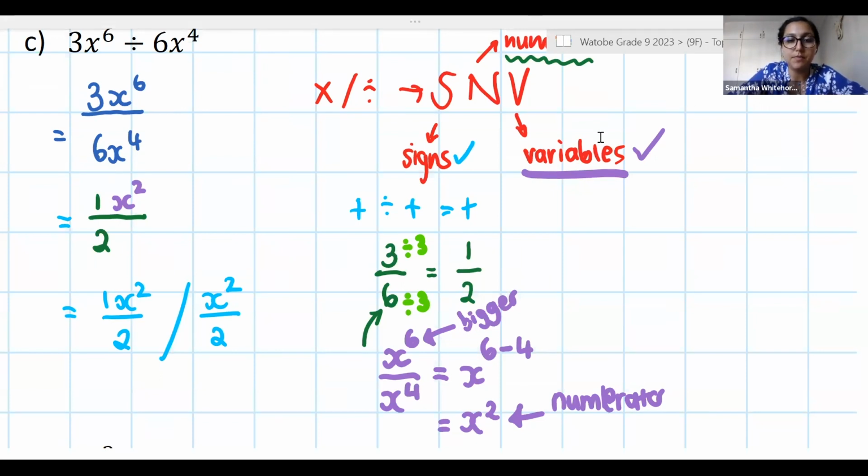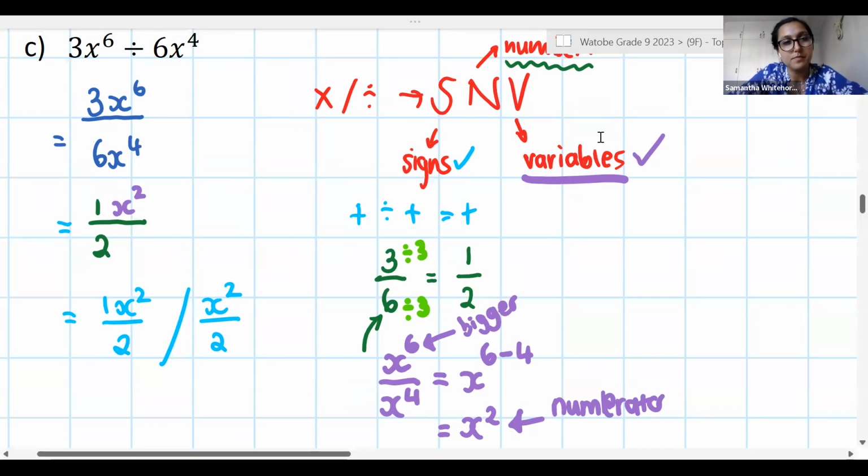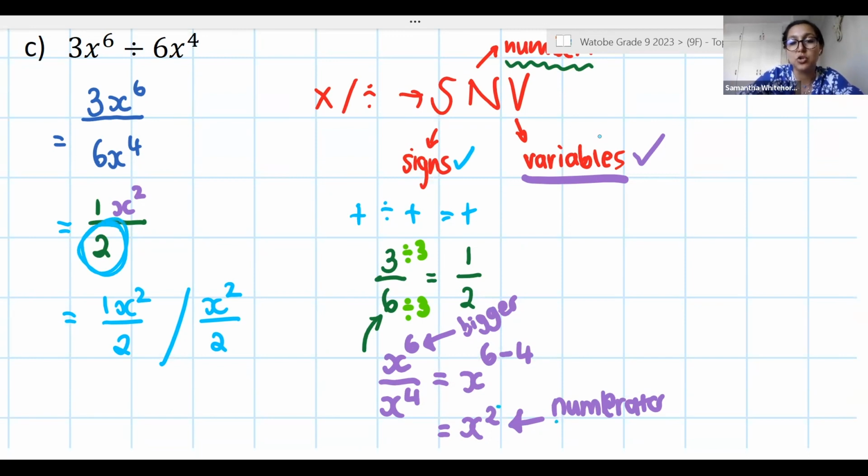Question? Ma'am, I don't understand how you got to x squared over 2, because after you divided with 3 for 3 over 6, you got 1 over 2. Shouldn't the answer then be 2x to the power 2 over 2? Okay, so remember, the 2 is in the denominator, so it has to stay in the denominator. Whereas my x squared is in the numerator, so it has to stay in the numerator. So they have to stay in these respective parts of the fraction.